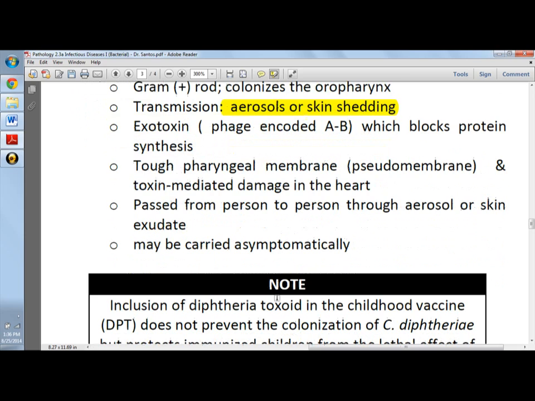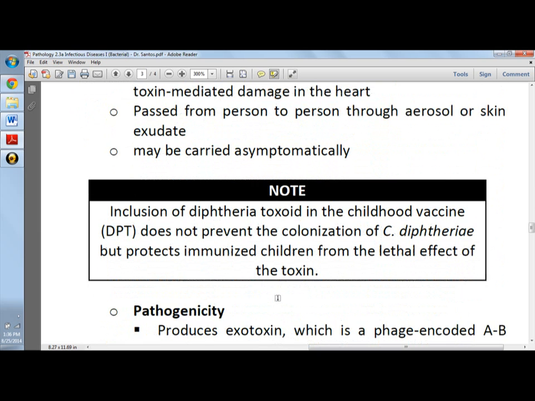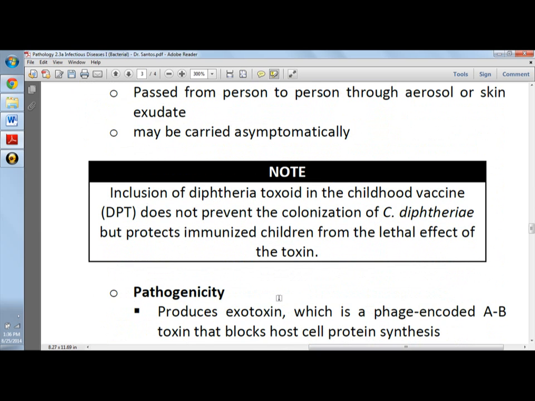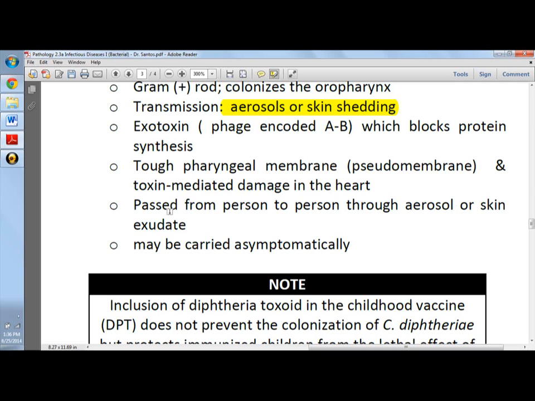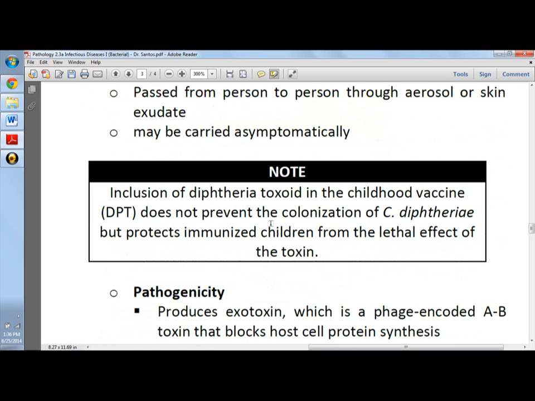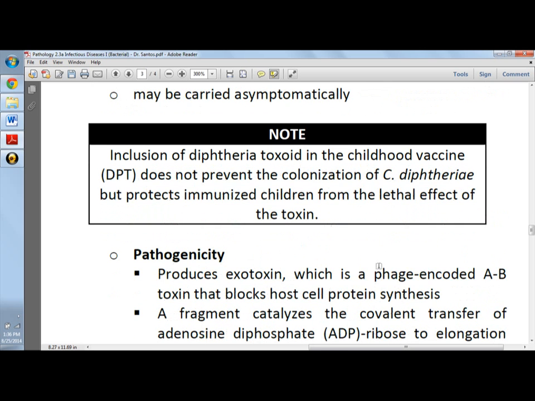They are passed on from person to person and may be carried asymptomatically. They can be present in the neglected wounds of combat troops in the tropics. Note, inclusion of diphtheria toxoid in the childhood vaccine does not prevent the colonization of C. diphtheriae. Rather, the vaccine is for the prevention of the lethal effect of the toxin, like the toxin-mediated damage in the heart.